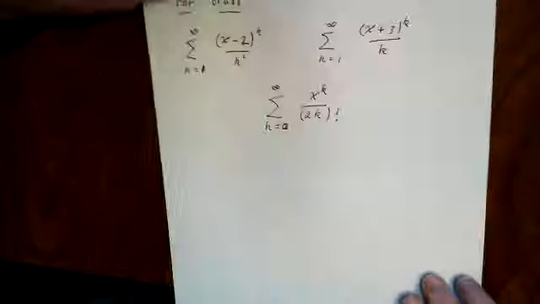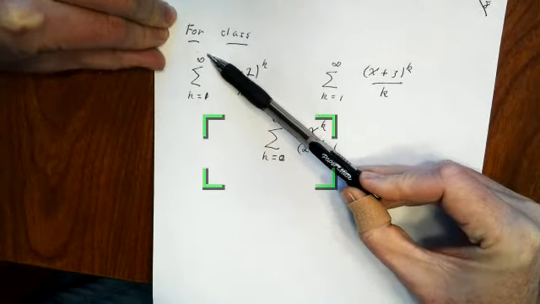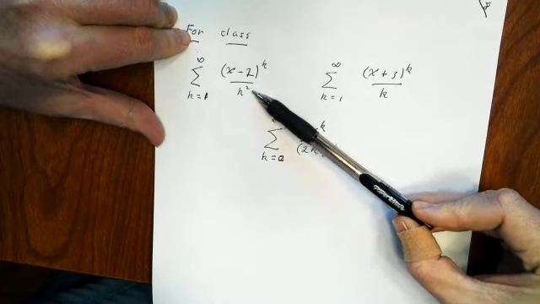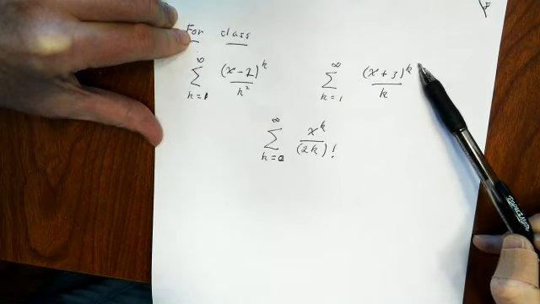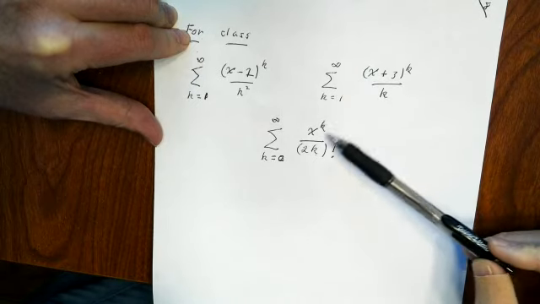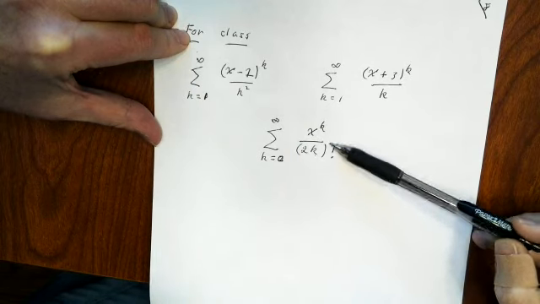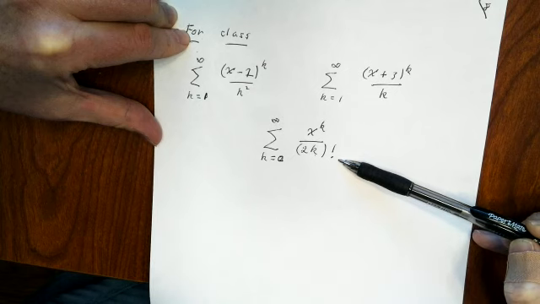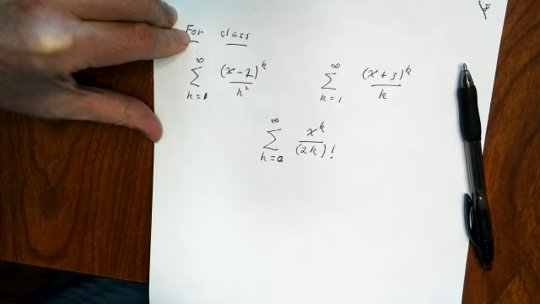For class, what I would like for you to do is work on the following 3 examples: the sum from k equals 1 to infinity, x minus 2 to the k over k squared; the sum from k equals 1 to infinity, x plus 3 to the k power over k; the sum from k equals 0 to infinity, x to the k over 2k quantity factorial. I want you to find the interval of convergence, and I want you to use good limit notation. See you then.